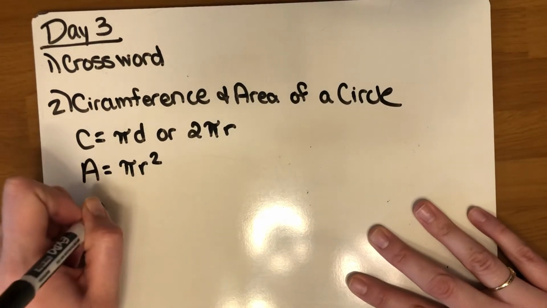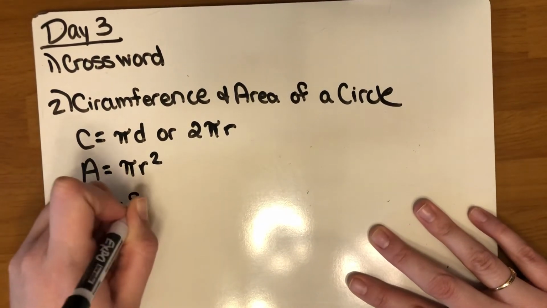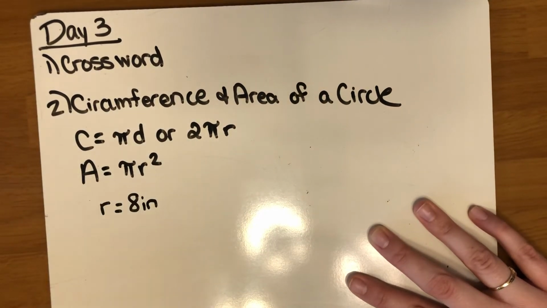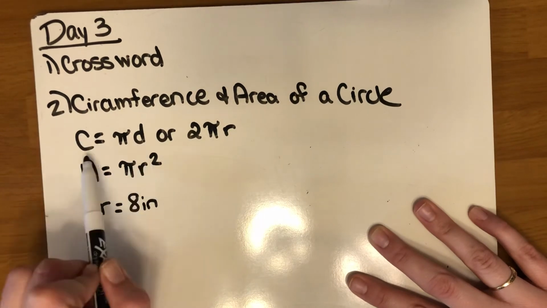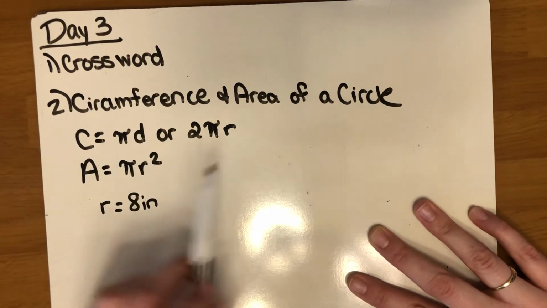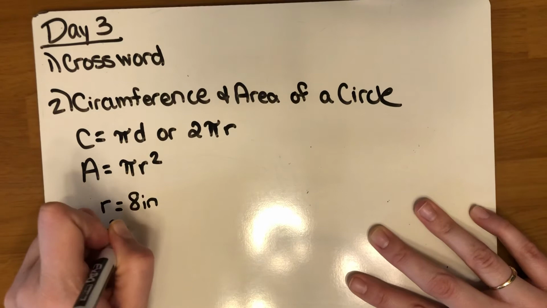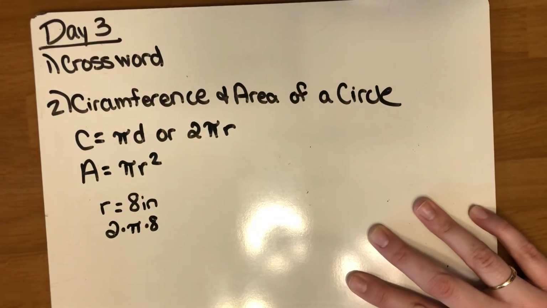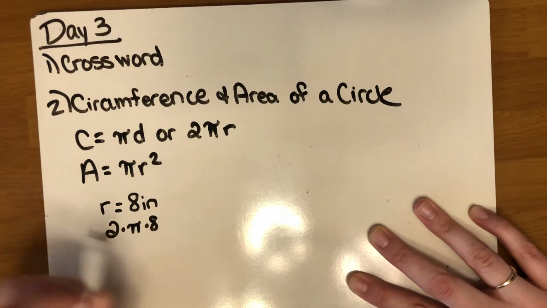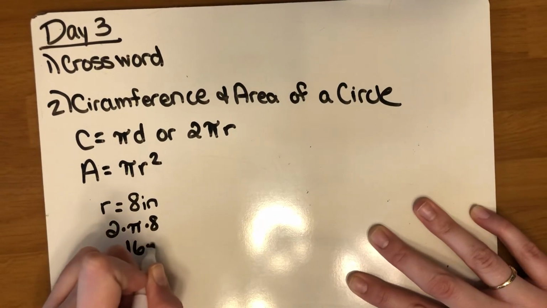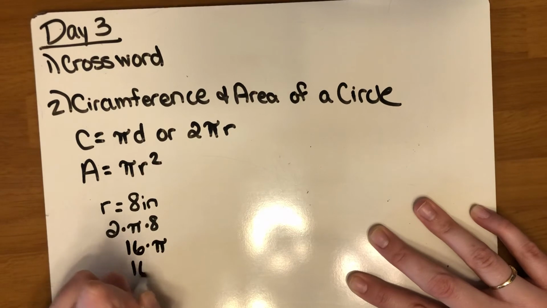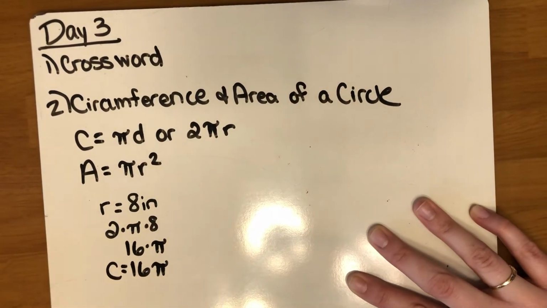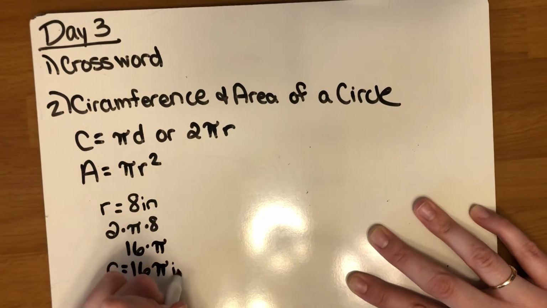Let's say that I have a radius of 8 inches. So to find the circumference, I don't want to use the pi times diameter because I have a radius. So I would use 2 times pi times 8, and I would just multiply everything that's not pi. So 2 times 8 is 16. So 16 times pi is just 16 pi, and that is my circumference, 16 pi inches.